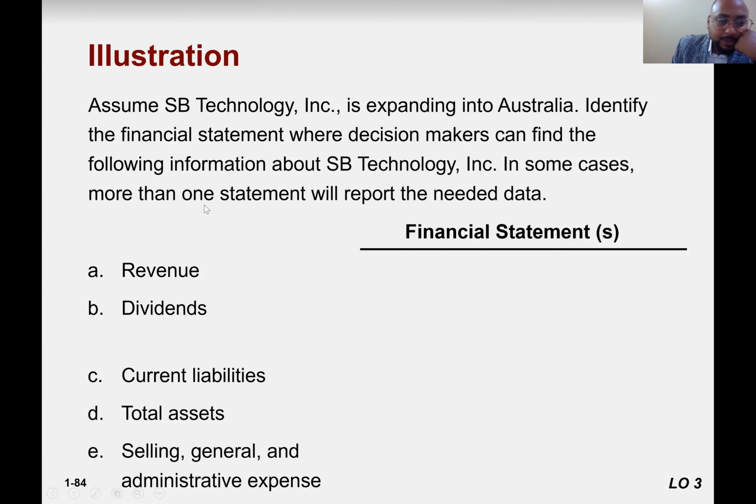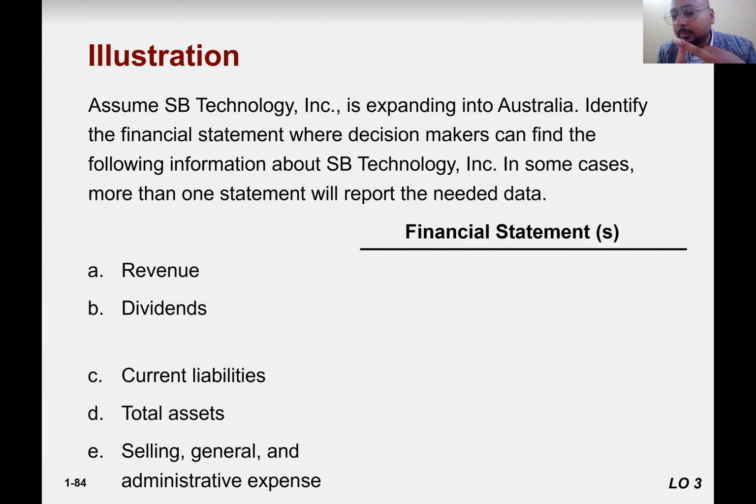Here we go. Revenue. Where can you find out the revenue, which financial statement do you need to go to? Remember, there are 4 types of financial statements. Number 1, income statement. Number 2, retained earnings statement. Number 3, balance sheet. Number 4, cash flow statement. Right? And what is the formula for the income statement? Revenue minus expenses, income statement.